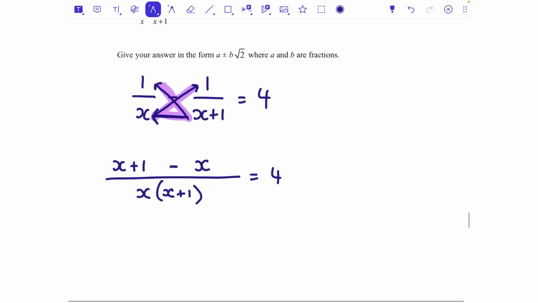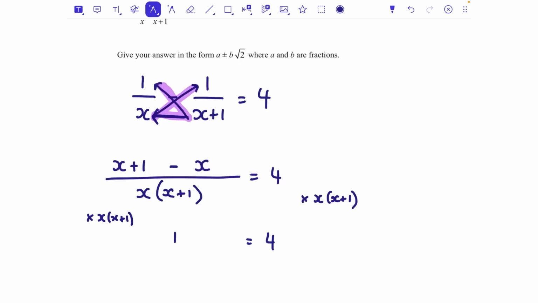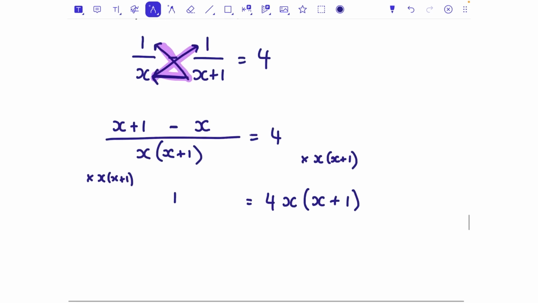Now we can sort that out, because it's x add 1 take away x, that's just 1 on the numerator, over x add 1. But actually I'm going to multiply this side by x add 1 to get rid of the fraction. As long as I multiply this side by x add 1 as well, then that's okay. So we've got 1 equals 4 times x add 1, and that is 1 equals 4x squared add 4x.